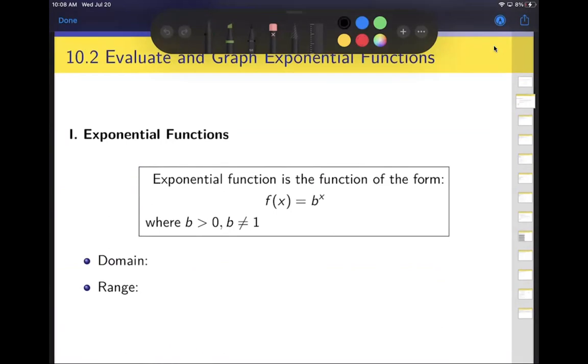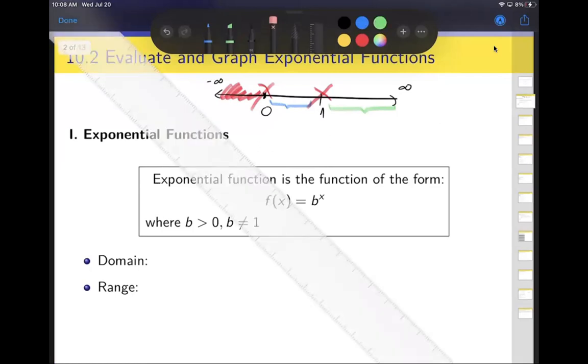So what does that mean? That means on the number line, you don't have to write this down, go from negative infinity to positive infinity. Here's 0, here's 1. Anything but these two numbers, right? And it cannot be negative also, right? So it can be between 0 and 1, and it can be greater than 1, right? Just as long as it's not negative, it's not 0, it's not 1, right? Okay.